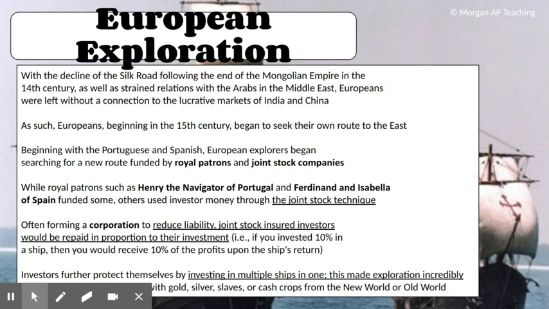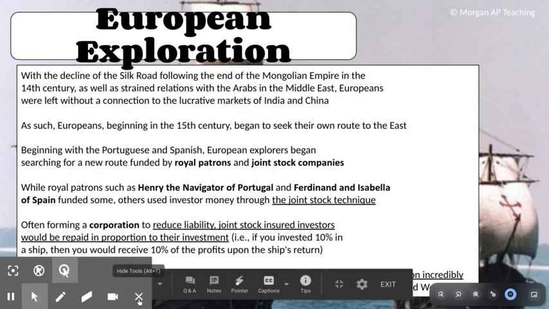While royal patrons such as Henry the Navigator of Portugal and Ferdinand and Isabella of Spain funded some, others used investor money through the joint stock technique. Often forming a corporation to reduce liability, the joint stock insured investors would be repaid in proportion to their investment. So, say these investors said, all right, I'll invest 10%. When the boat came back, the investors would get 10% of the profits that returned.